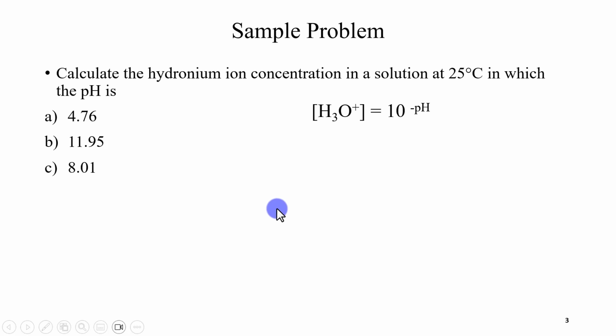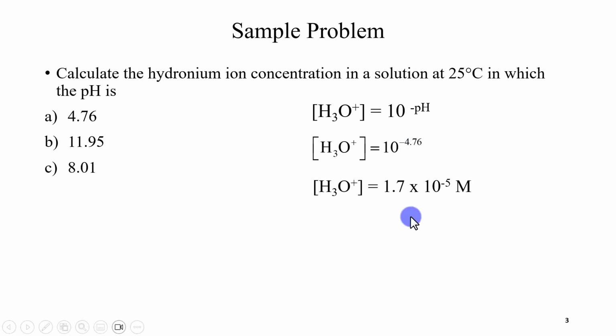The other formula, the pH equals minus log of H3O plus, we use that when we know the concentration of H3O plus and we want to figure out the pH. Here we know the pH, we want the concentration, and we use this formula. So then the concentration is equal to 10 raised to the power of negative 4.76. Don't forget that negative sign. If you do that correctly in your calculator, you should get 1.7 times 10 to the minus 5 molar. I will give you some time to try B and C on your own.